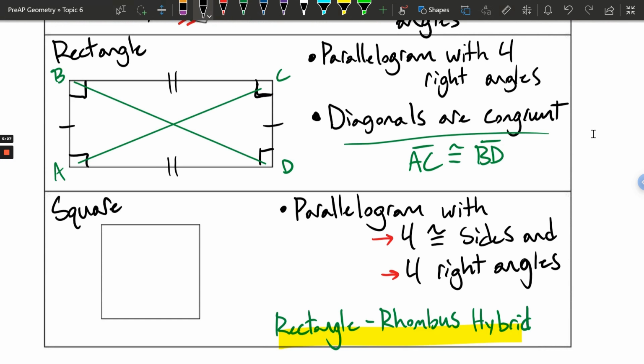It's just a very special circumstance where you have all the properties of a rectangle and a rhombus and a parallelogram combined. It does have, most famously, all congruent sides. We can draw those in, as well as my right angle markers.